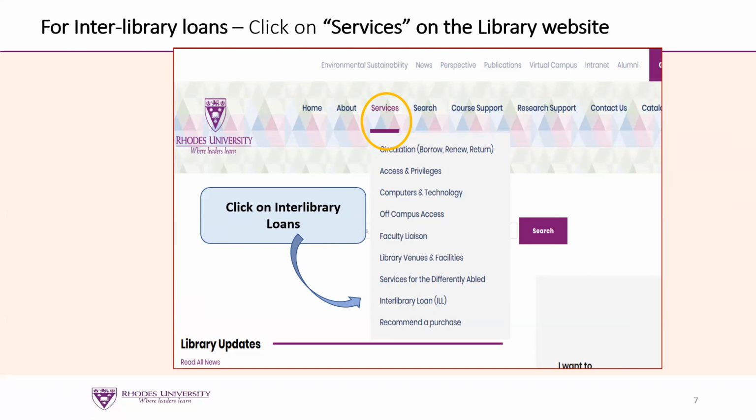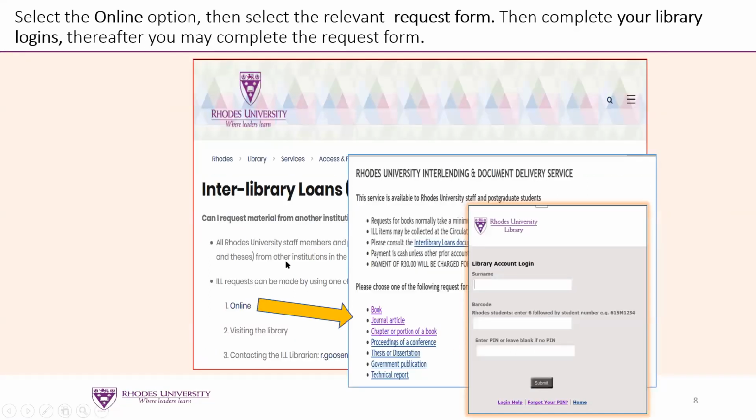So once you click on that link, you will then go through and select either book or journal article, or chapter of a book, whatever the case is of the item you're looking for. And thereafter, you will be asked to fill in your library account details. And once you've done that, you will receive a screen that will ask you to complete all the details of the item you're looking for. And when you submit it, it goes to the Interlibrary Loans librarian in the library, and she will source it for you at an institution elsewhere in the country.